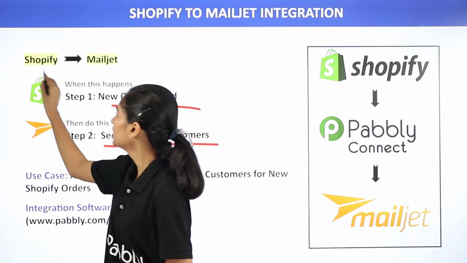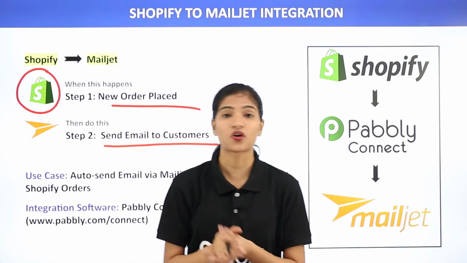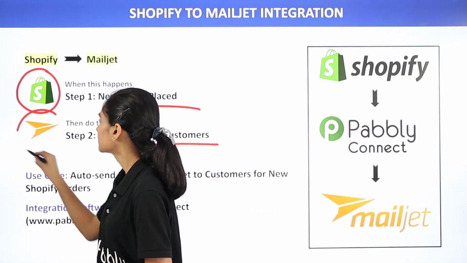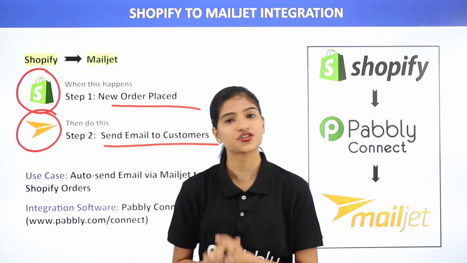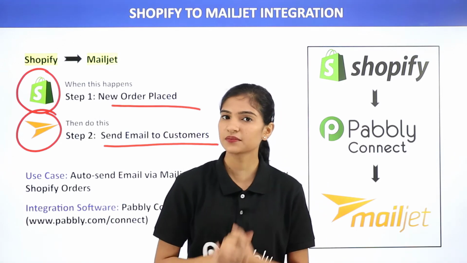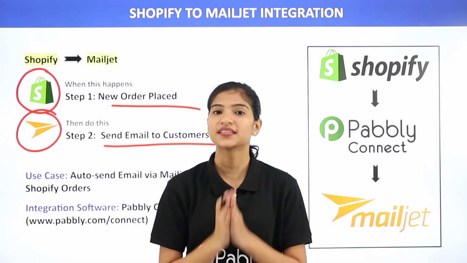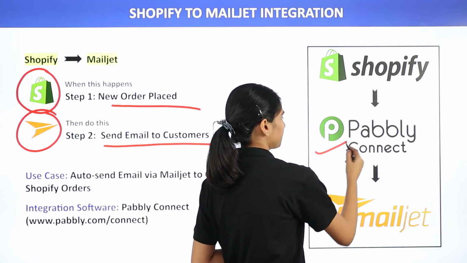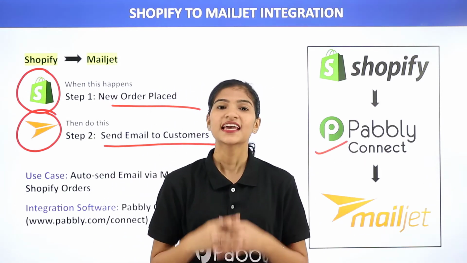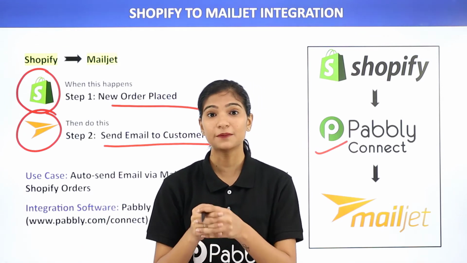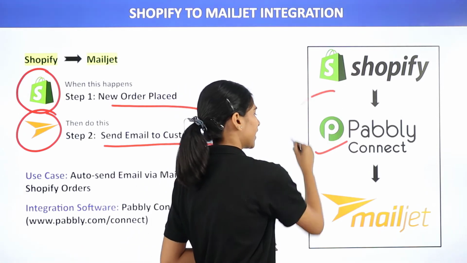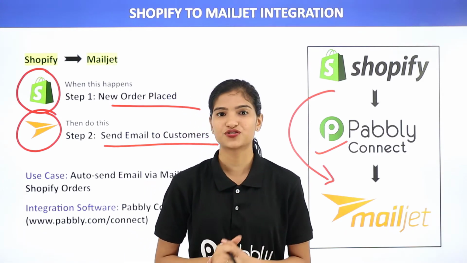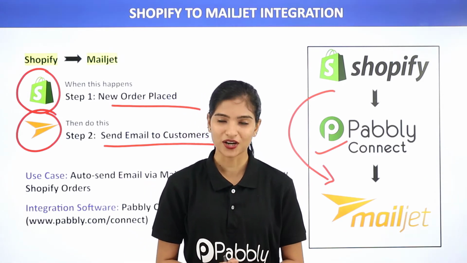So Shopify is an e-commerce platform where you can set up your online store and sell your products, whereas MailJet is an email service provider. Although Shopify and MailJet have some native integration between them, this integration has certain limitations, and that is why we are going to use Pabbly Connect. Pabbly Connect is an integration software which will help you to transfer data from Shopify to MailJet. The best part here is you don't require any knowledge of coding. So let me show you this on my screen.